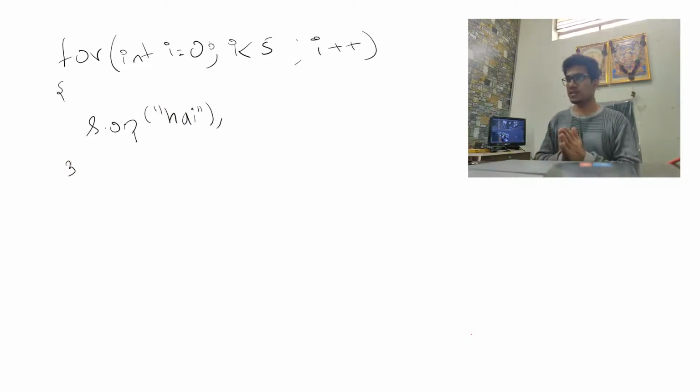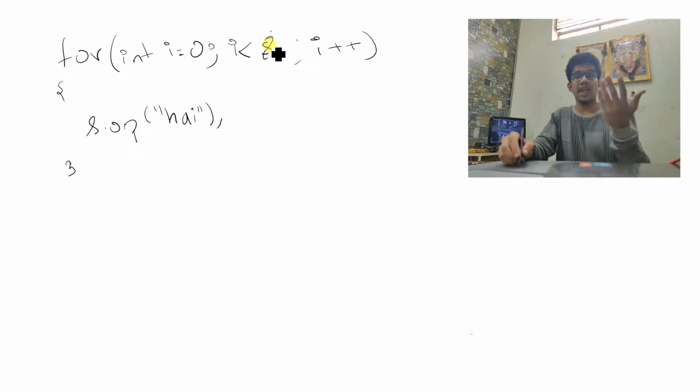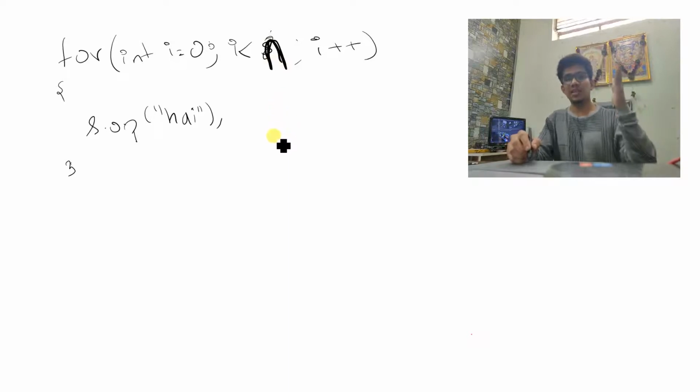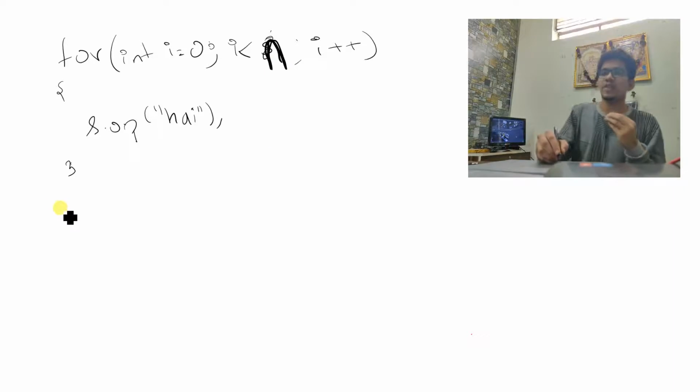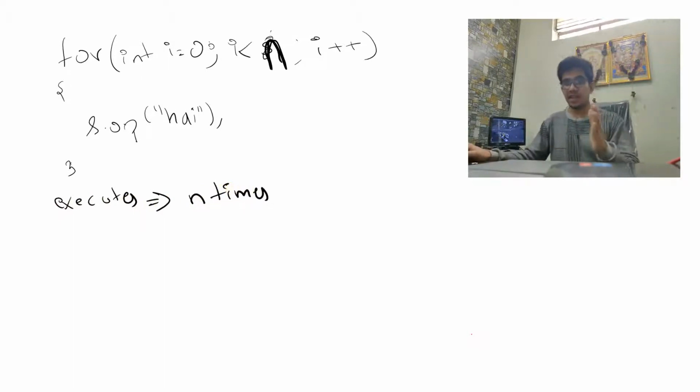So my question is, how many times will this for loop execute? 5 times, right? If I write this as 8, this for loop will execute 8 times. And if I make this n, how many times will this for loop execute? It will execute n times. Is it clear? It executes n times. Yes. But if it executes n times, it doesn't mean time complexity is n.